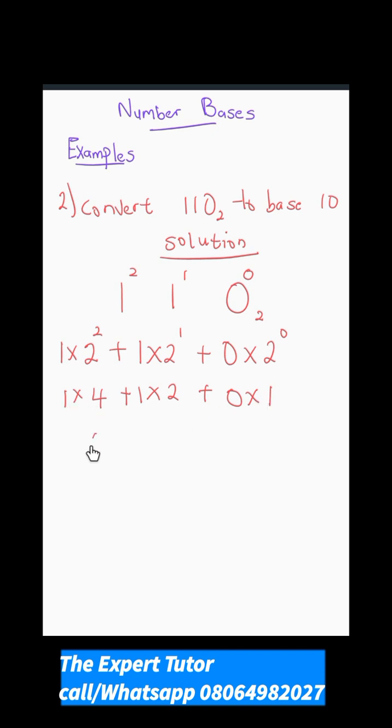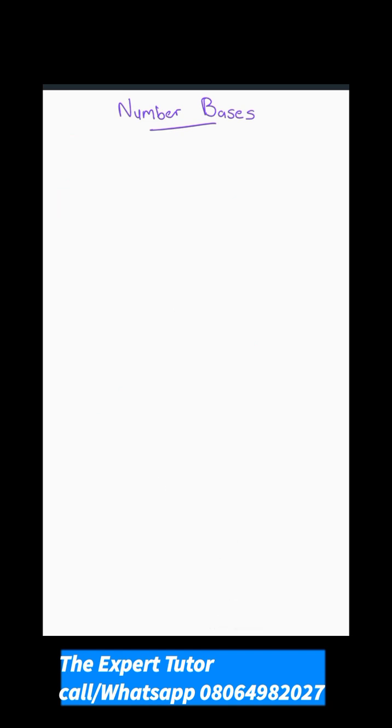So 4 times 1 is what? 4. Plus 1 times 2 is what? 2. Plus 0 times 1 is what? 0. So taking this to base 10 gives me 4 plus 2, which is what? 6 base 10. Very easy.